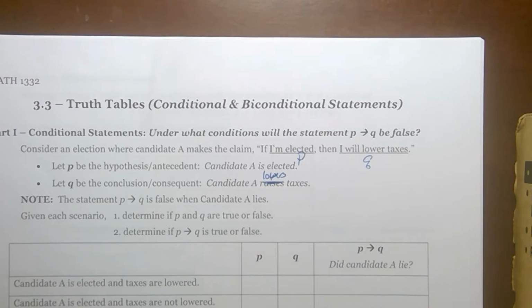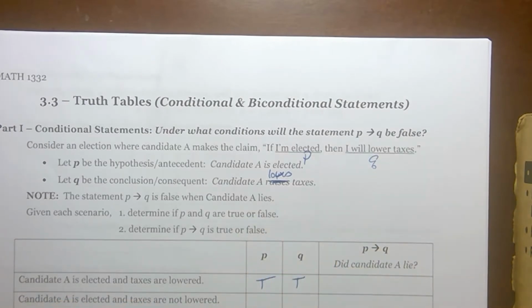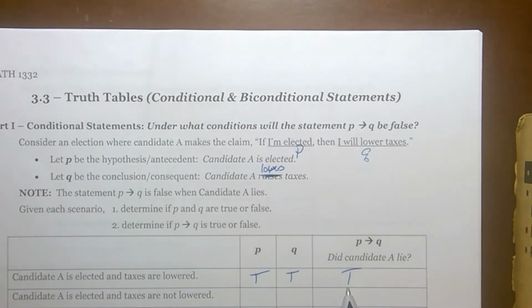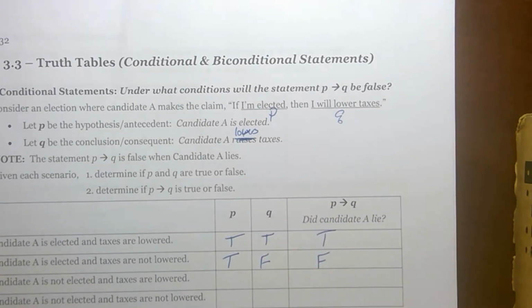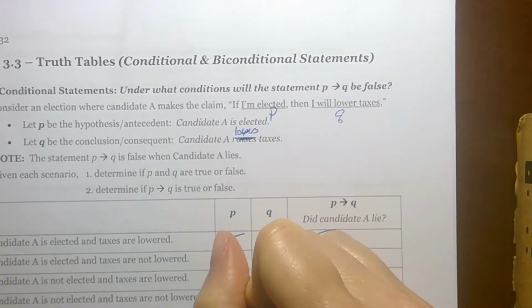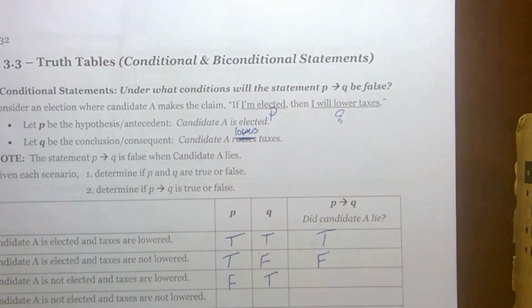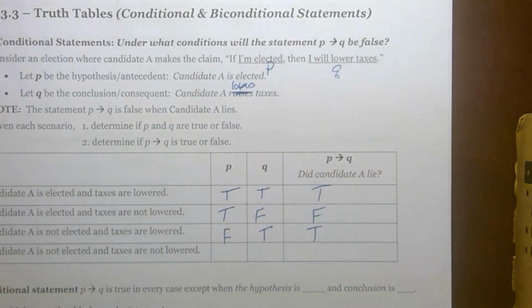Okay, so candidate A is elected and taxes are lowered. In that case, both of those are true, and candidate A didn't lie, so the conditional statement itself is true. Candidate A is elected, taxes are not lowered. Well, this is where he lied, because he got elected, but he didn't lower taxes, so the conditional statement is false. Candidate A is not elected, so that statement is false. Taxes are lowered, that statement is true. Well, if he wasn't elected, he didn't have any control over the taxes, and so he didn't lie. That his original if-then statement is still true.